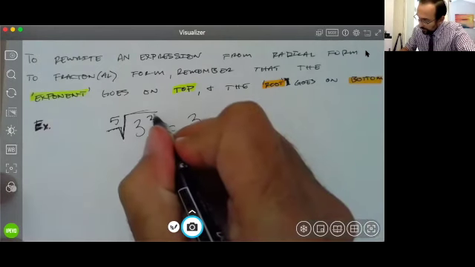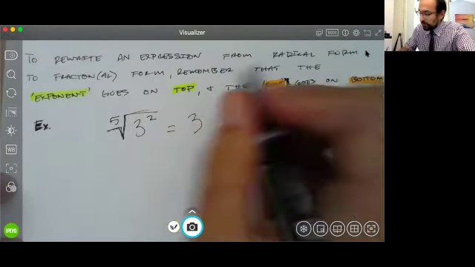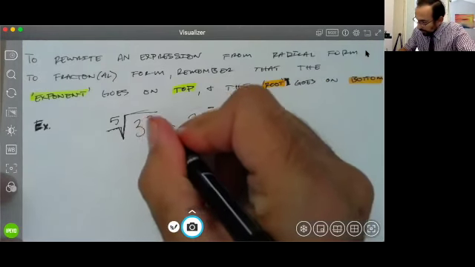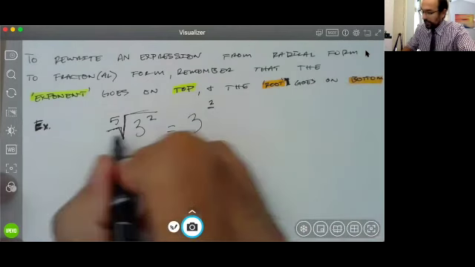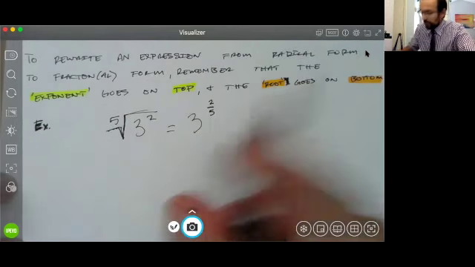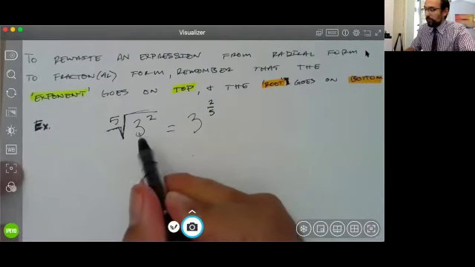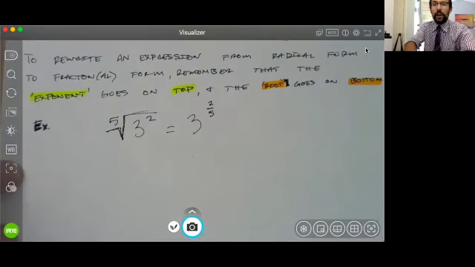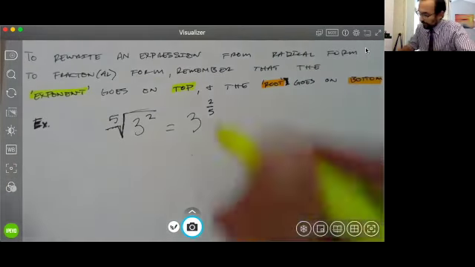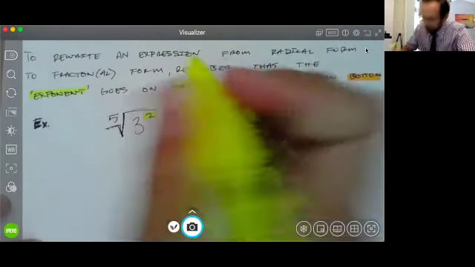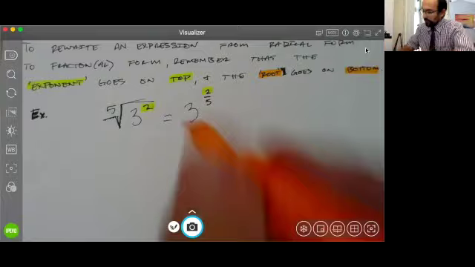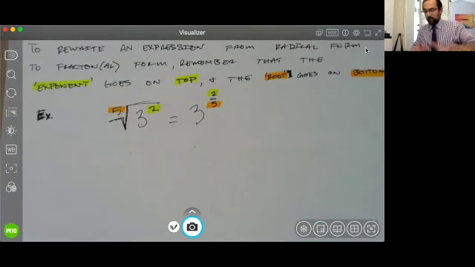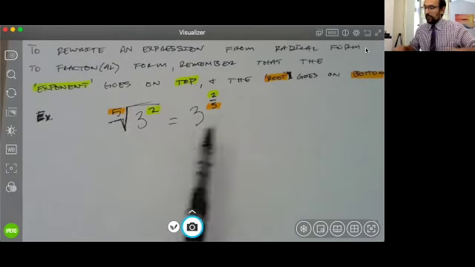So again, the number in the exponent right here goes on top of my fraction. So I'm going to have a fraction in the exponent here. And the number on top comes from the inside, and the number on bottom comes from the outside. So the 5th root of 3 to the 2nd power can be read as 3 to the 2 over 5 power, where my top number came from the inside, my bottom number came from the outside. Okay? So the inside number goes on top, the outside number goes on bottom.